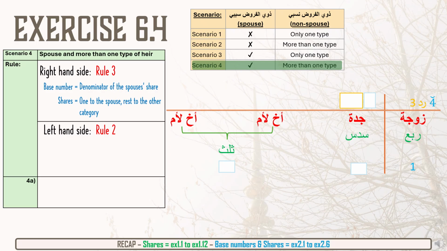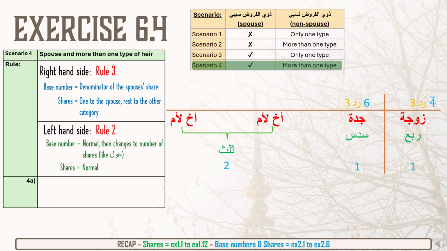On the left hand side, we will apply rule 2. Now what was rule 2? Well, rule 2 was to give out a normal base number first. Well, we've got a sudus and a thuluth, so the normal base number will be 6. Give out the shares like usual. Well, a sudus of 6 is 1, a thuluth of 6 is 2, and then you add up the shares and then you write that number as the radd number. So 1 plus 2 is 3, so therefore you write radd 3.